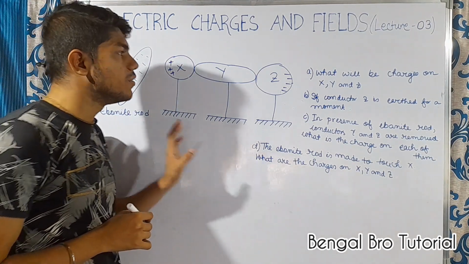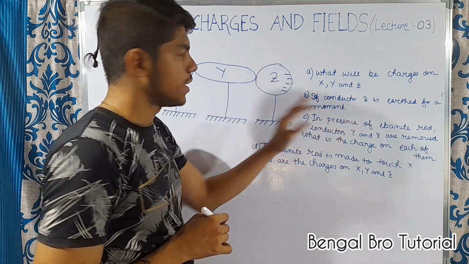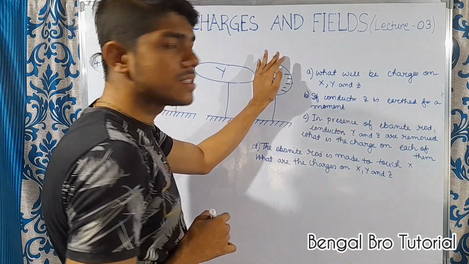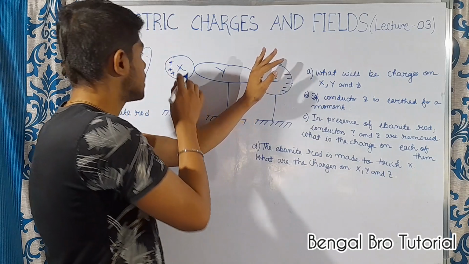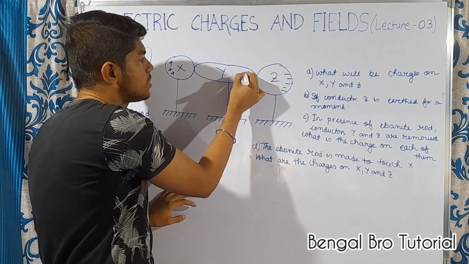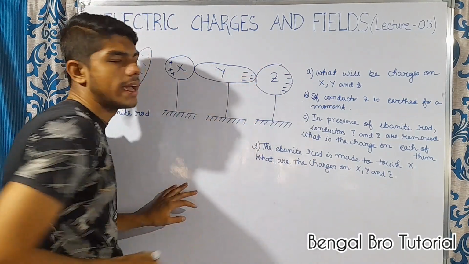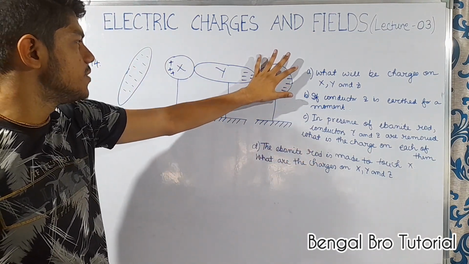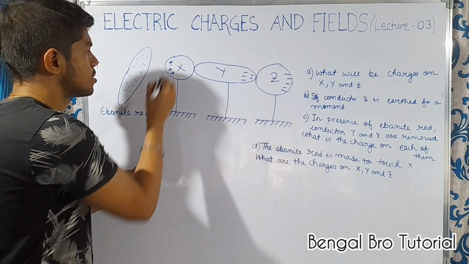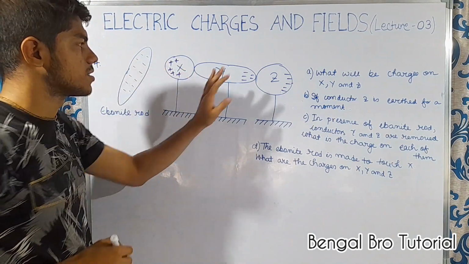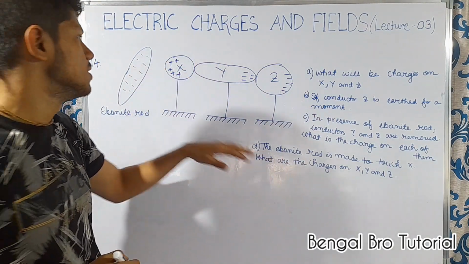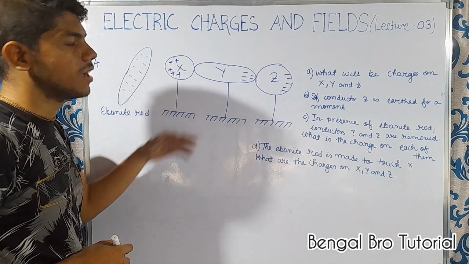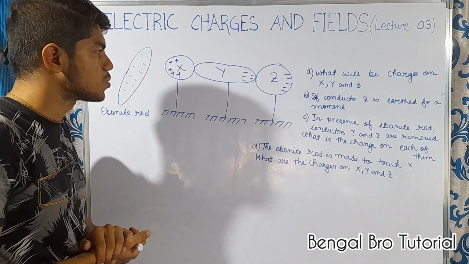So when Z is removed, some more electrons will travel to Y, and Z will be negatively charged. Now Y is negatively charged and X is positively charged, and more positive charge will develop on X. Then again when you remove Y, what will happen? X will remain positively charged as usual.